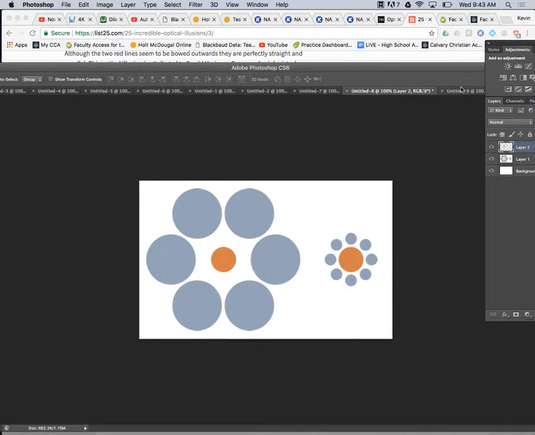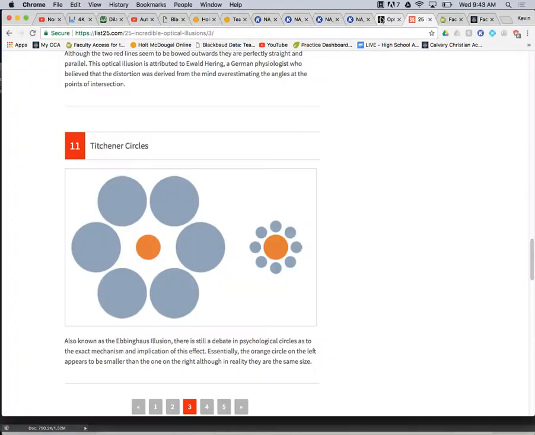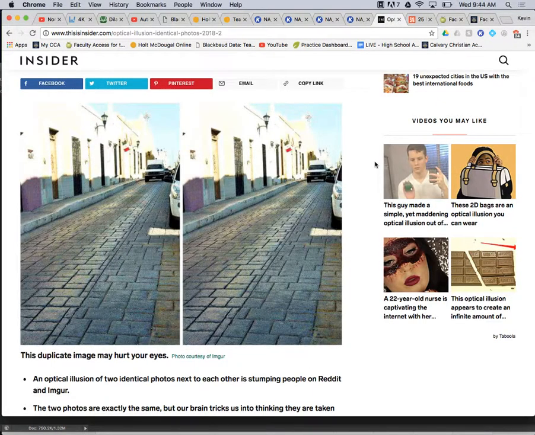This next one is cool too. If you take a look at these two pictures, they're the same, but do you see that it looks like it's different angles, right? But it's not. It's the exact same angle. Those two pictures are the exact same picture.